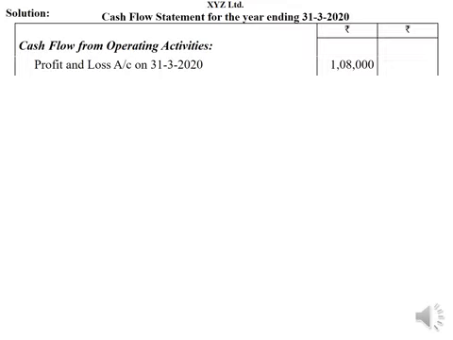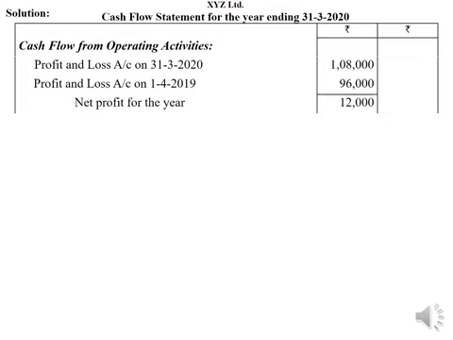Profit and loss account on 31st March 2020 is given as 1,08,000 and the opening balance is given as 96,000. So there is an increase in profit. Therefore, it should be treated as net profit for the year, that is rupees 12,000. Then adjustments for non-cash expenses have to be made. If non-cash expenses have been debited to the profit and loss account, they have to be added back to find out cash flow from operating activities.